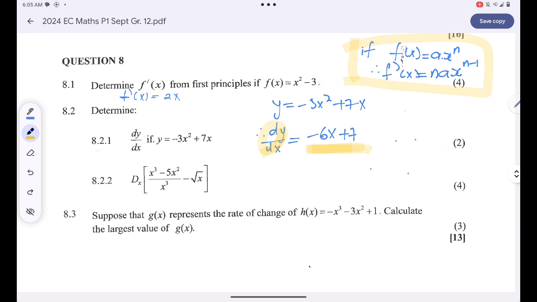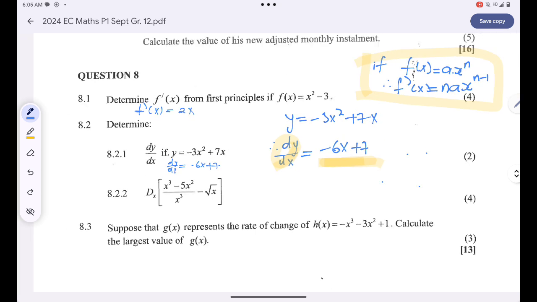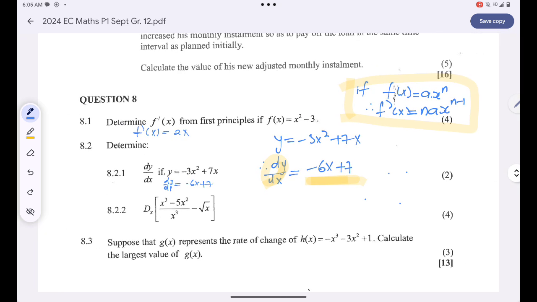I only write dy over dx if on the right hand side of my equal sign is my derivative. Are you together? So the derivative over here, guys, dy over dx is basically negative 6x plus 7. Okay, and then now we are given an expression over there. It simply says D of dx into the bracket.